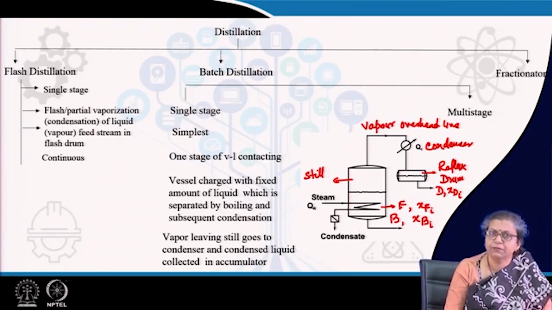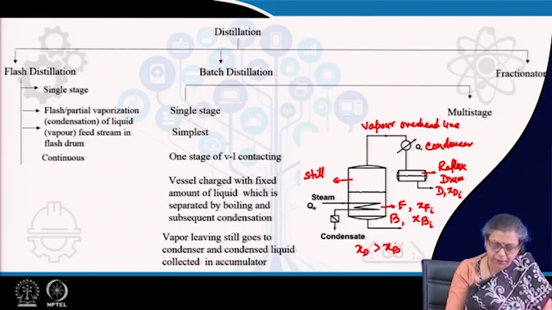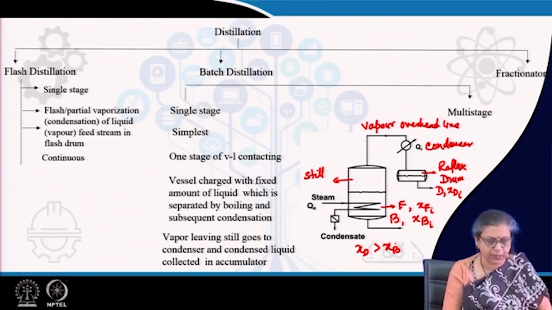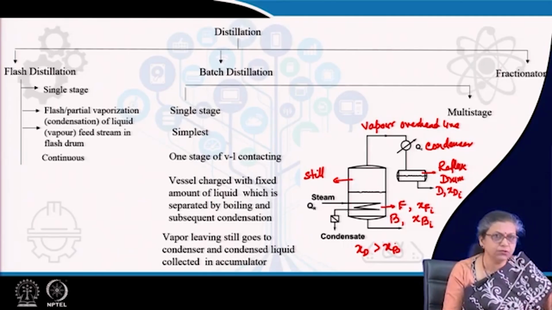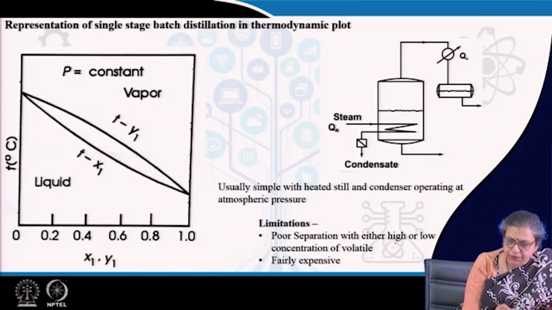Now, for a binary mixture, as I have told you, the compositions refer to the more volatile component. So it is quite natural that XD is greater than XB, and in this way we attain the separation. Now, this is the simplest, as I have told you, a single stage vapor liquid contacting. In order to understand this better, I wanted to show you the process on a thermodynamic plot.